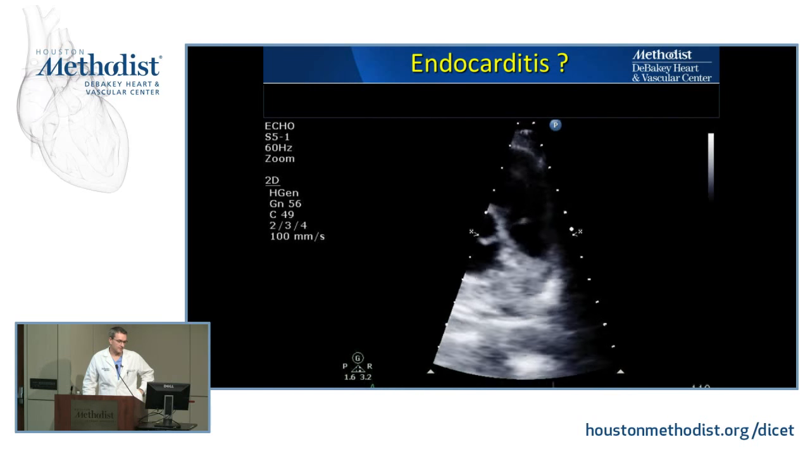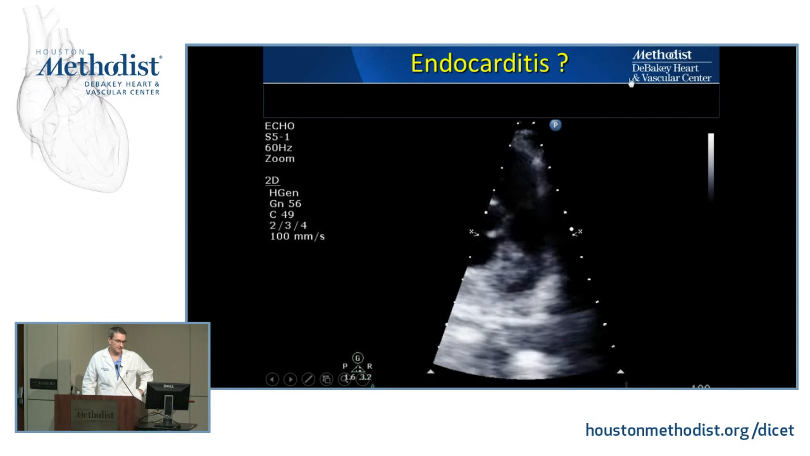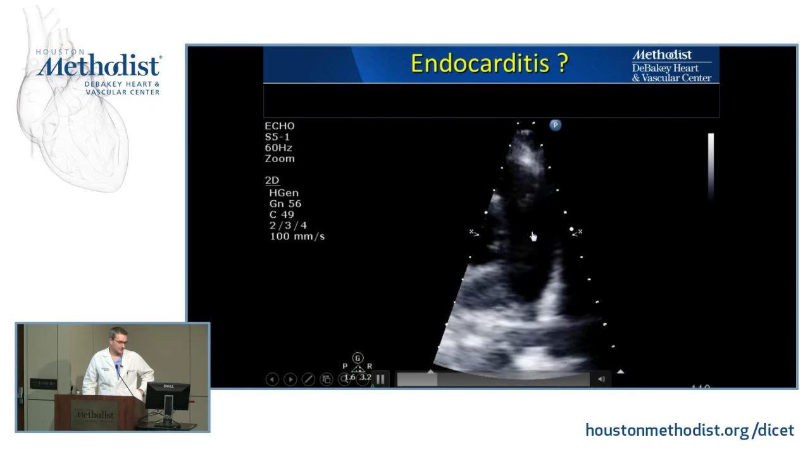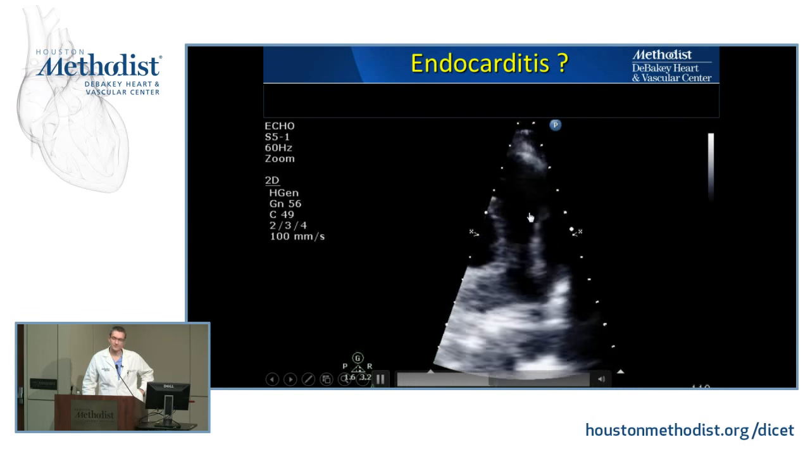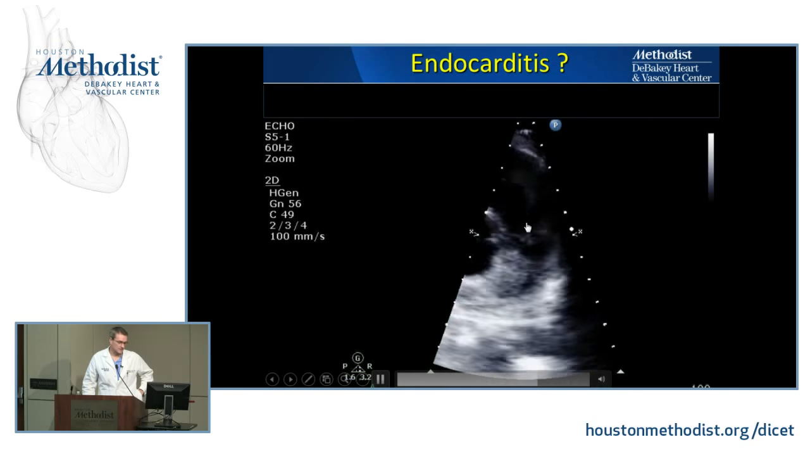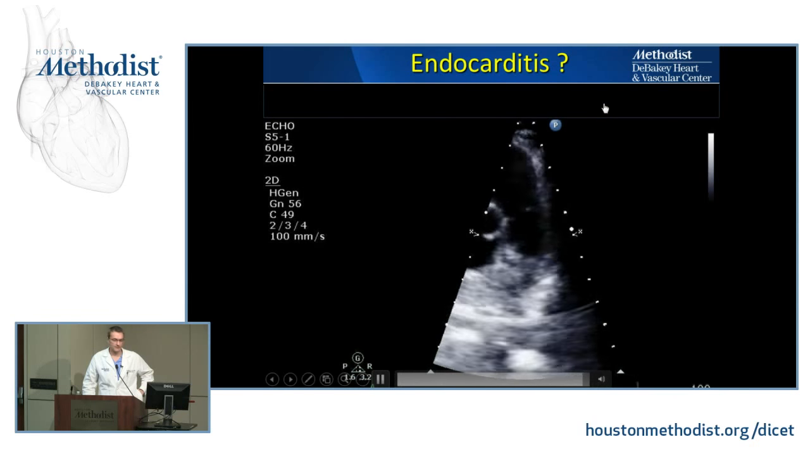So the differential as well, is it oscillating? Is it moving kind of independent to just the beat? I think it is at the very end. Is it on a flow surface? That's hard to tell. The flow surface of the pulmonic valve would be the RVOT side. It's hard to tell, in this case, what it's adherent to.